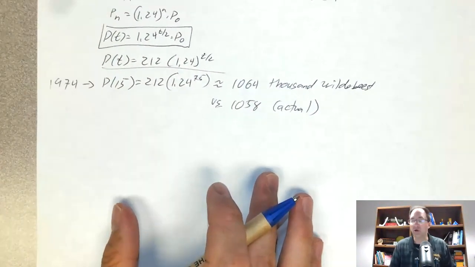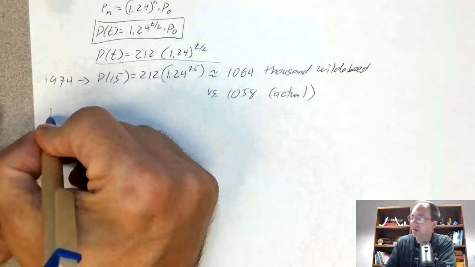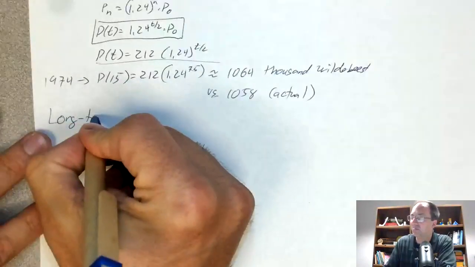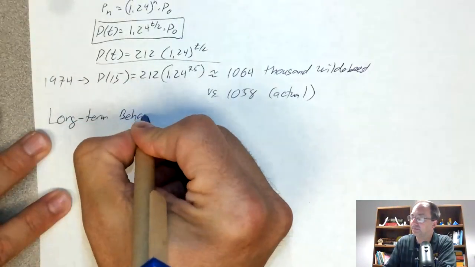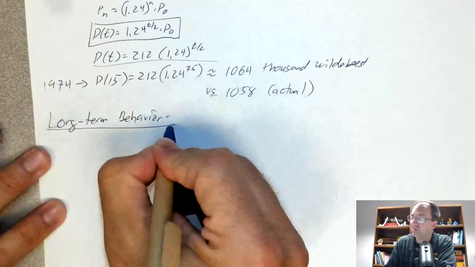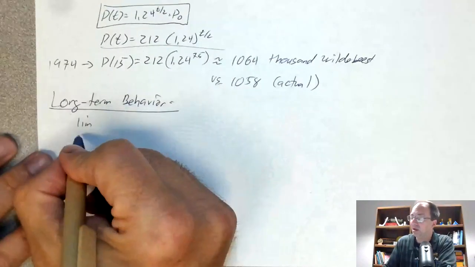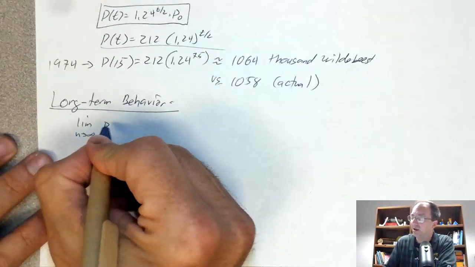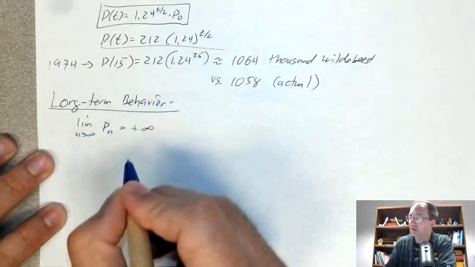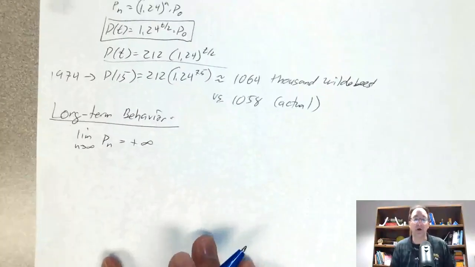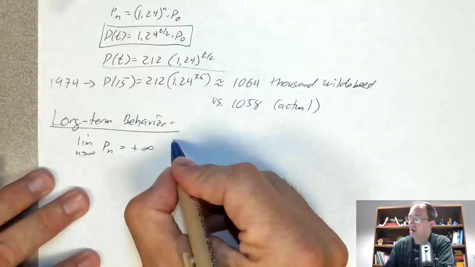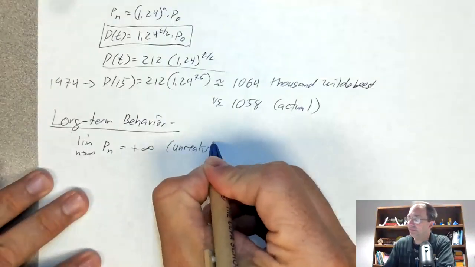So there's something else going on. And so we need to think about long-term behavior anytime we do a modeling problem. In this particular model, the limit as n goes to infinity of P sub n is clearly infinite because it's an exponential model. And that's unrealistic.